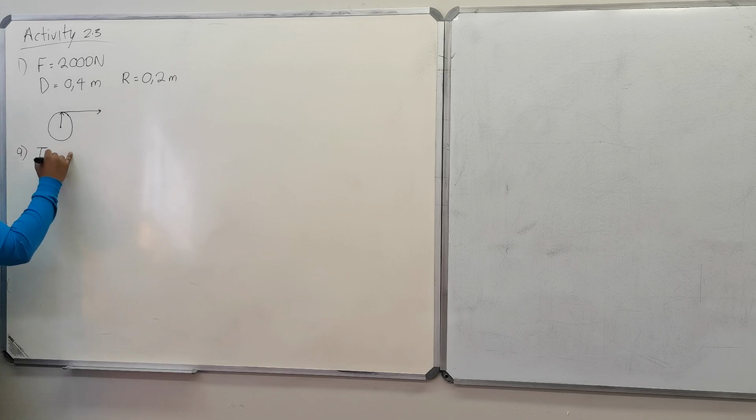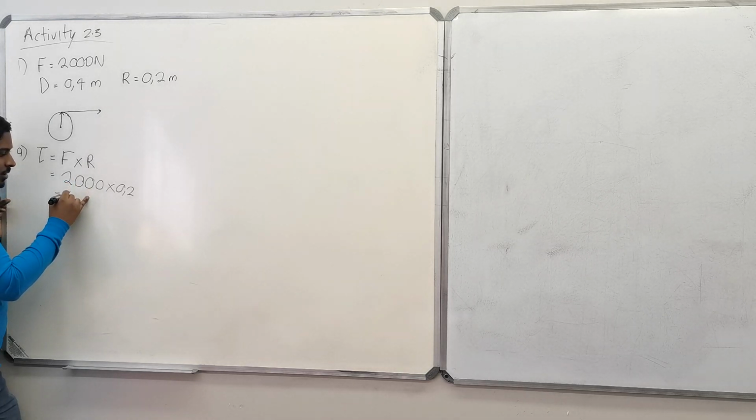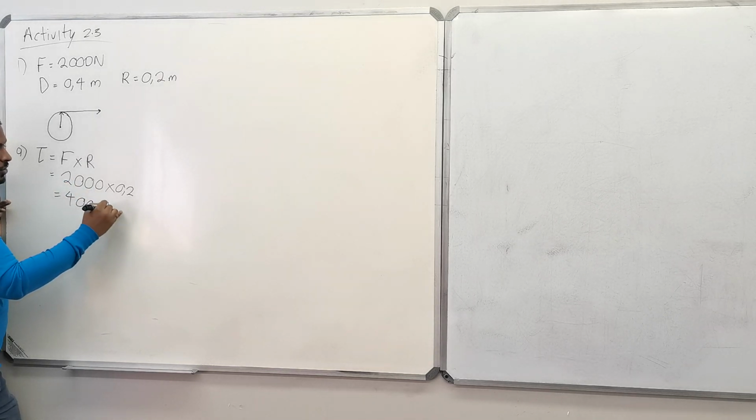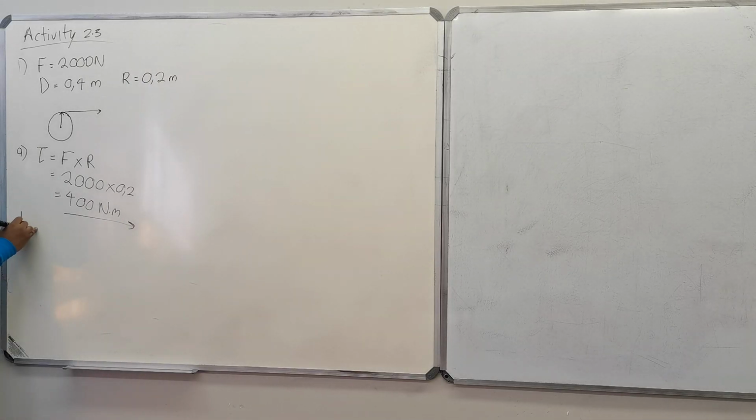Now, the torque formula is equal to force times the perpendicular distance between the center point and the working line of the force, right? We established our radius. So this would be 2000 times 0.2, which is 400 newton meters. Fine, right?